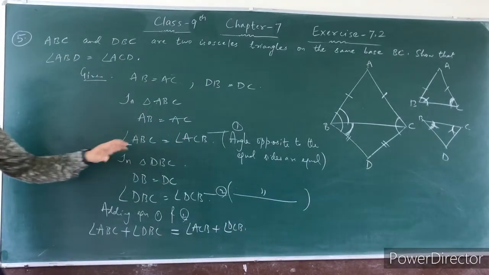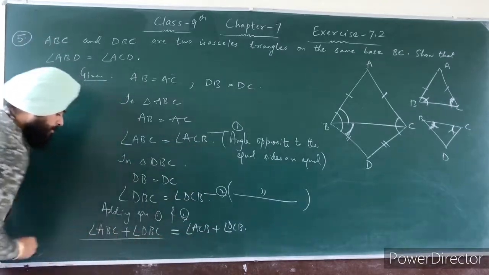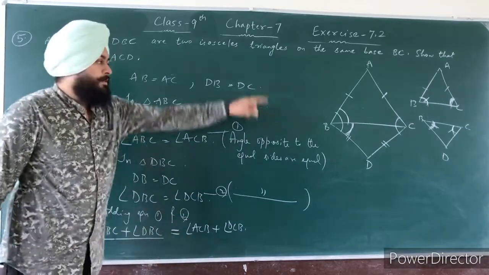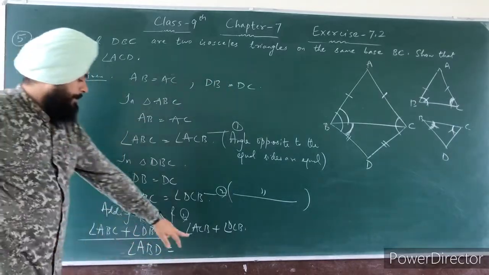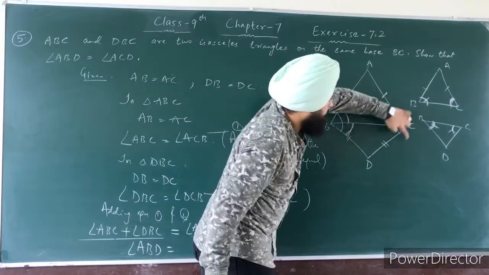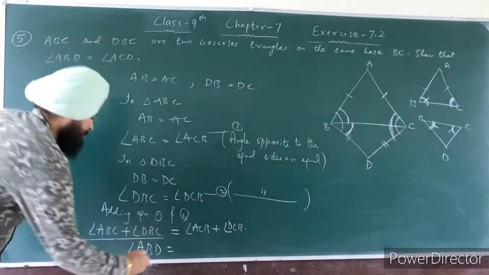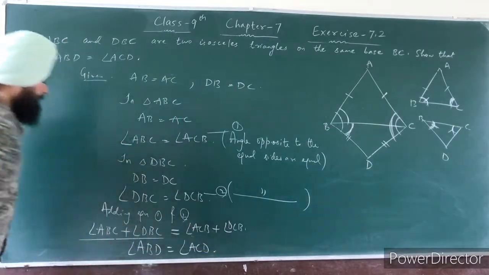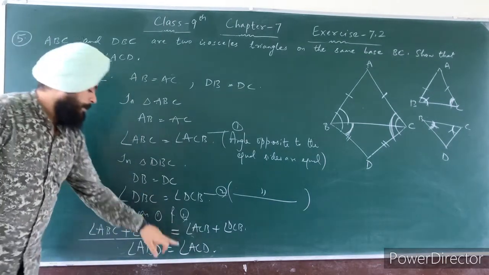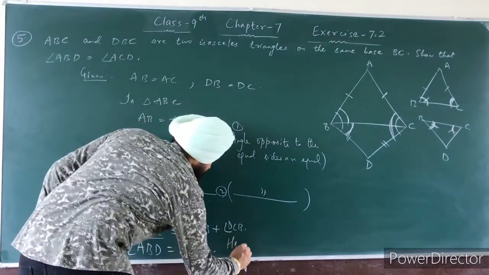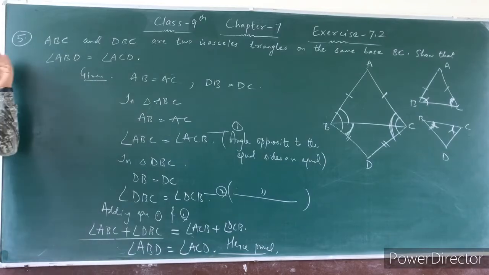All right, when you add both these equations, you have to add the left hand side separately and the right hand side separately. Now when you add these two angles, angle ABC plus angle DBC, it will become angle ABD, and when you add angle ACB and angle DCB, it will become angle ACD. Angle ACD. So you can see here, angle ABD is equal to angle ACD. Hence proved. Alright, so this is your question number 5. Thank you.